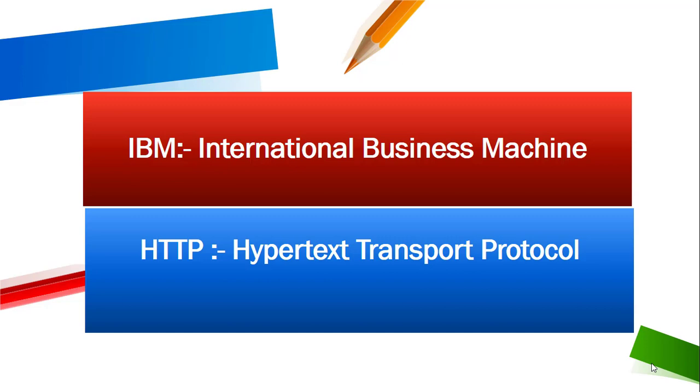HTTP stands for Hypertext Transport or Transfer Protocol. In some cases we usually say it transfer or transport protocol. So this is basically an application layer protocol that is used to transmit virtually all files and other data on the World Wide Web. Whether these are HTML files, image files, or query results. So HTTP, that is Hypertext Transfer Protocol, is basically an application layer protocol that is usually used to transmit virtually all files on the World Wide Web.